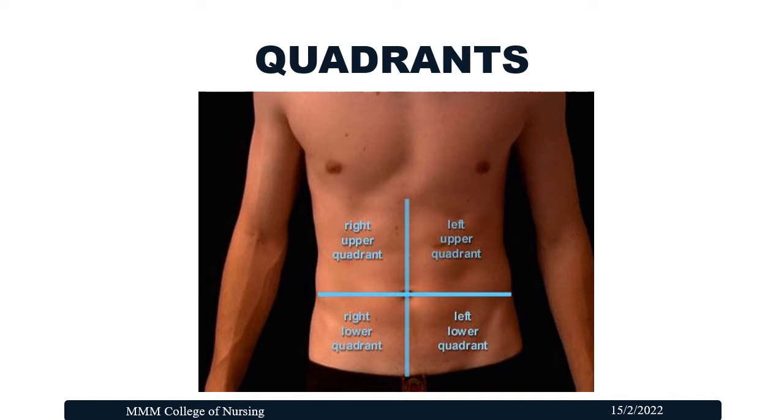So how should the lines be drawn? Draw one imaginary vertical line at the midline and a horizontal line at the umbilicus. These lines should intersect at the level of the umbilicus, thereby dividing the abdomen into the aforesaid four quadrants.